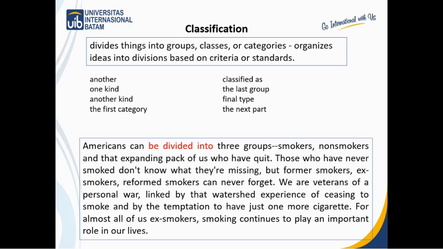Some words that can be used to show classification in English are another, one kind, another kind, the first category, classified as, the last group, final type, and the next one.